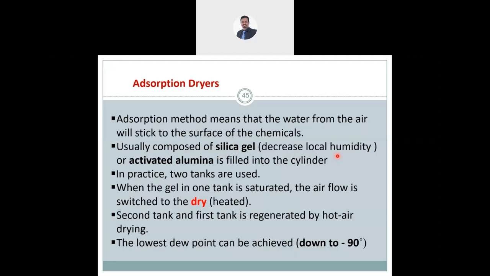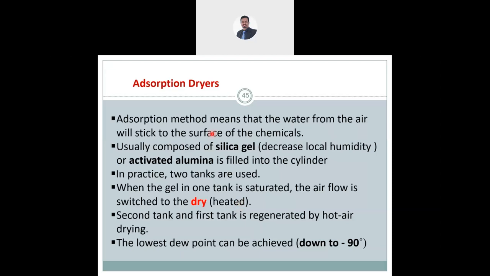It will decrease the local humidity. Ataupun you ada activator alumina. So another chemical lah. So what it will do? The adsorption method means that the water from the air will stick to the surface of the chemical. So adsorption, dia cuma the material akan ada dekat sana. So when the air passes through the material, the moisture akan stick dekat surface of the chemical. So meaning nothing will happen. So just the heavy water vapor can stick to the chemical. So that is adsorption. Okay, so you will baca lah yang lain.